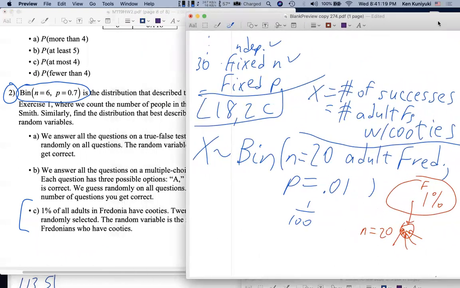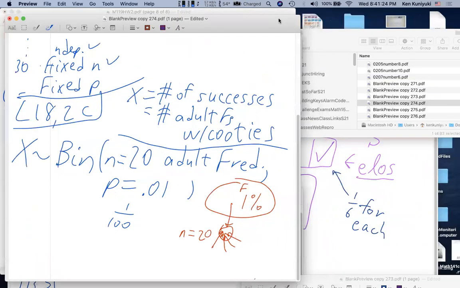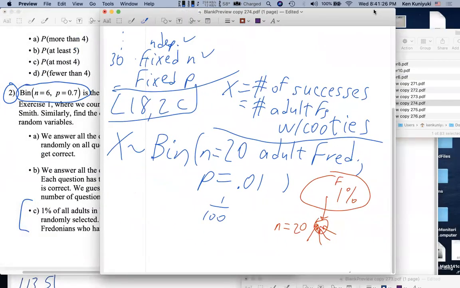So, wouldn't that be 1% of 20 then? Oh, okay. So let me go back a bit.